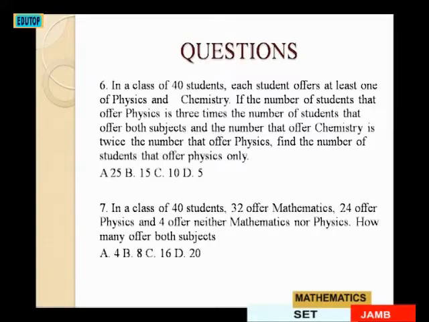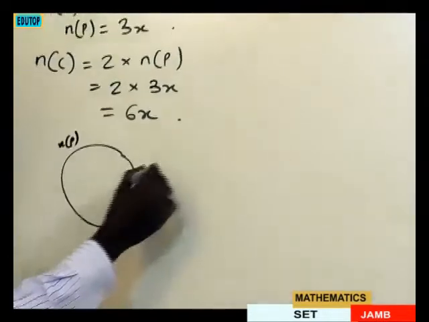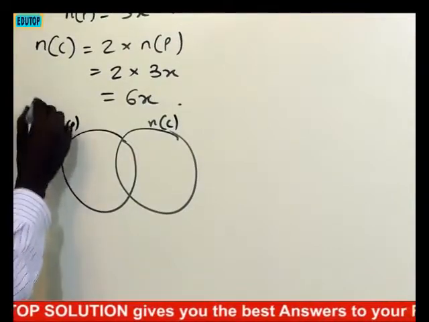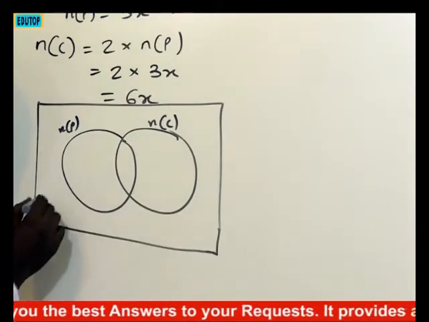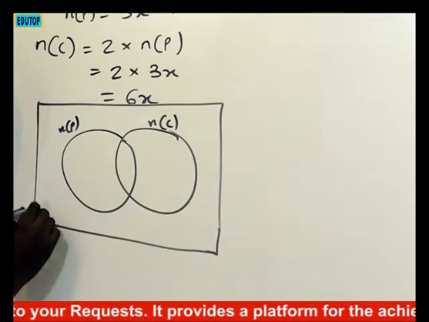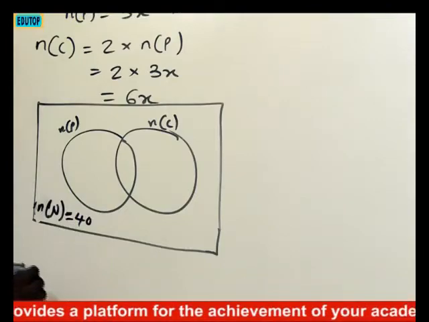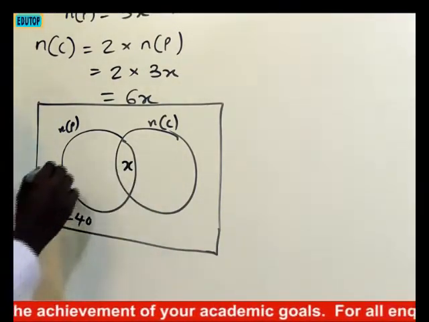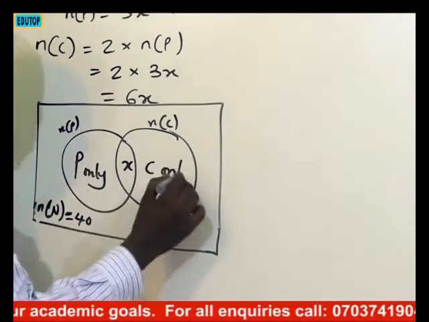So let's draw the Venn diagram. This is for physics, and this is for chemistry. Then we have something like this. Let's say this is our universal set, and let our universal set be 40. Then the number that offer both subjects will be here, X. Physics only will be here. Take note, this is the region of physics only, and this is the region of chemistry only.